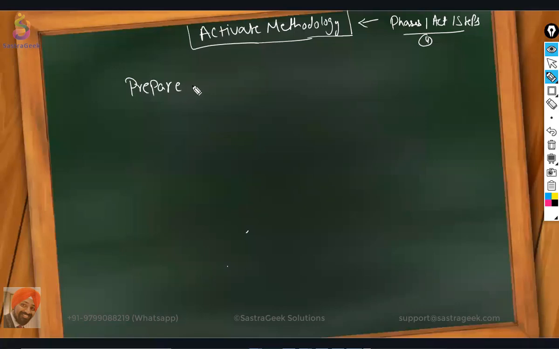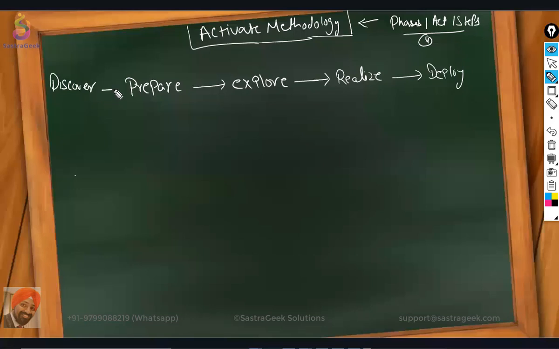Prepare, explore, realize, deploy. SAP is saying these are the 4 phases, but actually it's not 4 phases, it's 6 phases. Before prepare, your discover will come, and after deploy, your run will come. So these are the 6 phases in the Activate methodology.